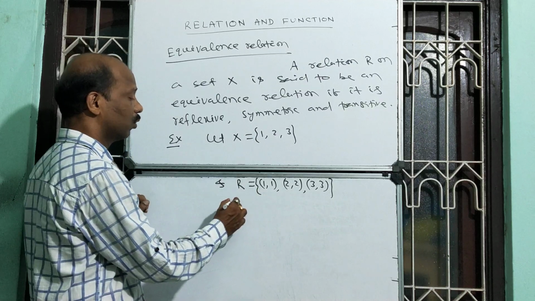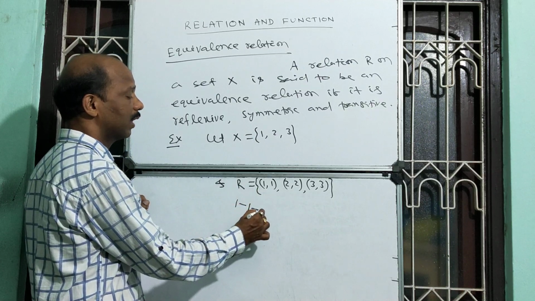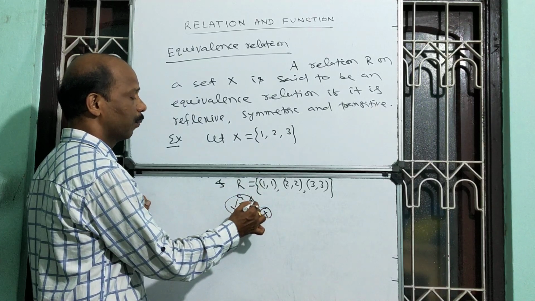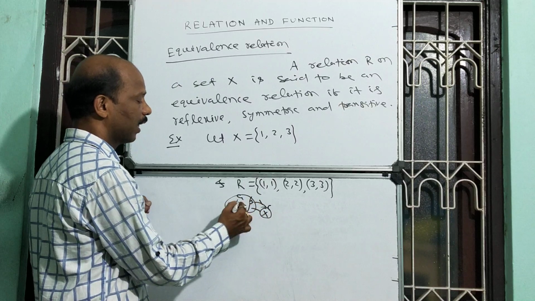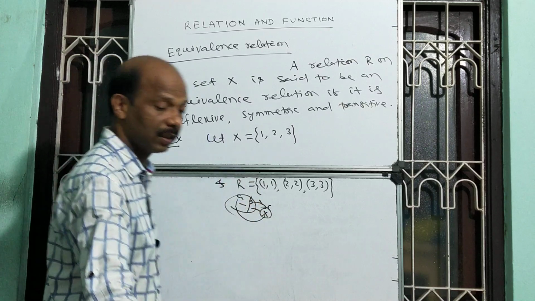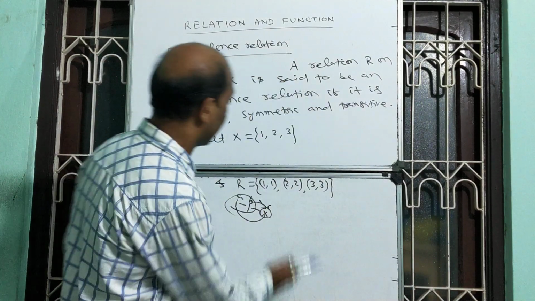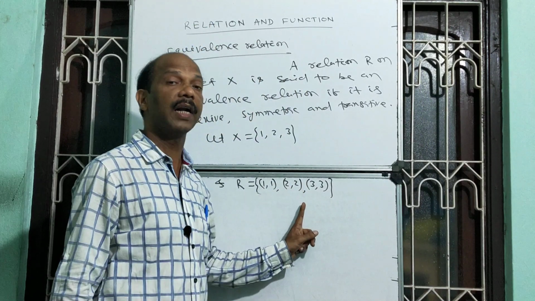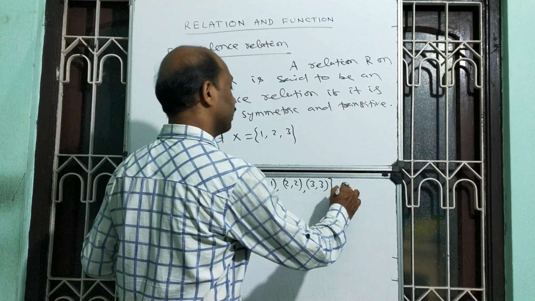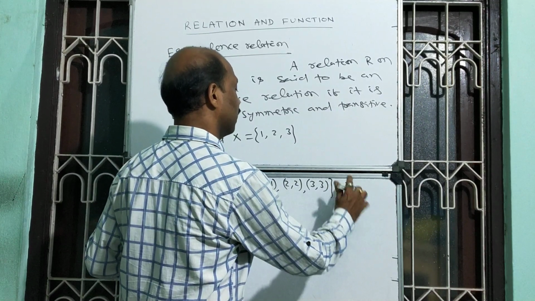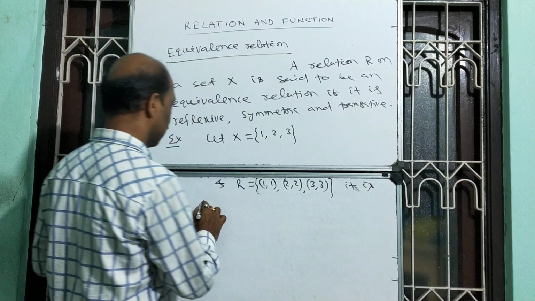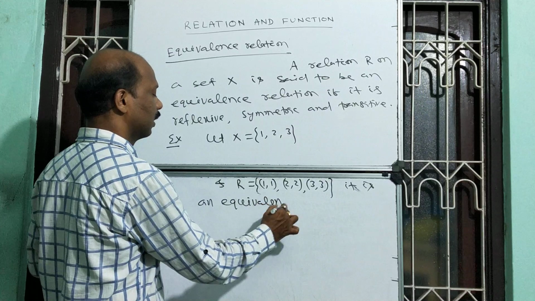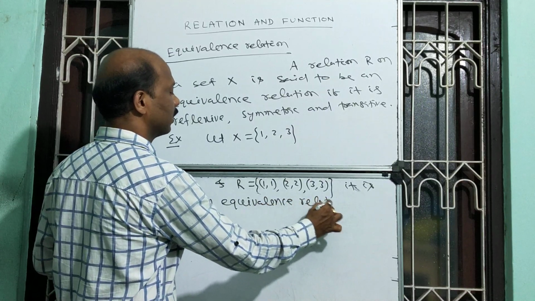And it is also transitive. How? Because 1 is related to 1 and 1 is not related to any other element, that is trivially transitive. (A,B), (B,C) is not there, so we will not worry about (A,C). That is known as trivially transitive. This relation is reflexive, symmetric and transitive, so it is an equivalence relation. Clear?